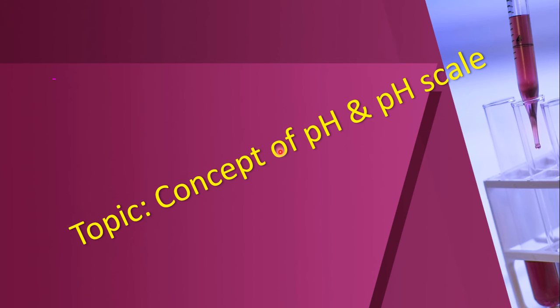Today our topic is the concept of pH and the pH scale. Before knowing what pH is, we should know why the term pH comes. Actually, pH is used to express the concentration of hydrogen ion in a solution. And you know that in aqueous solution there is either more or less hydrogen ion present.